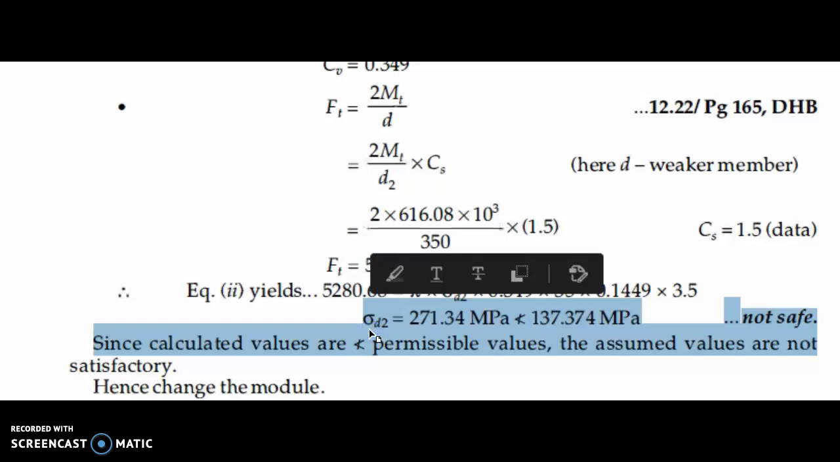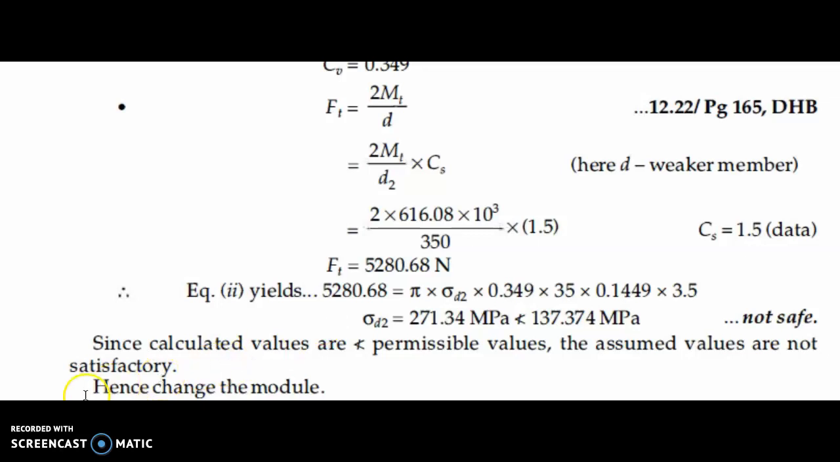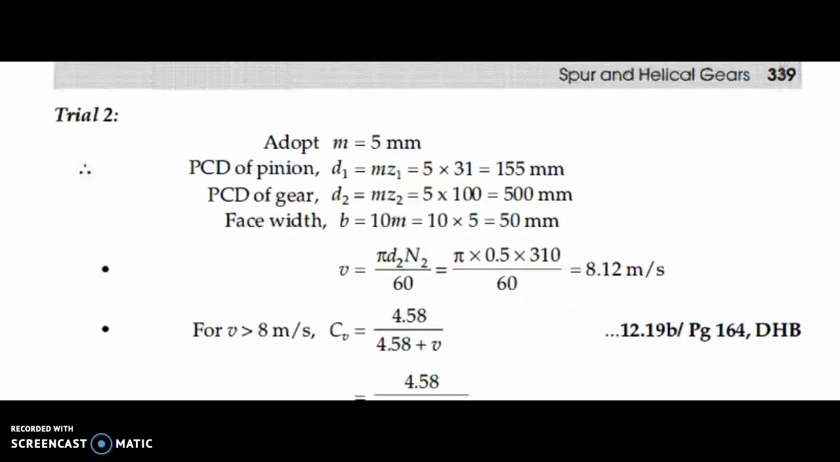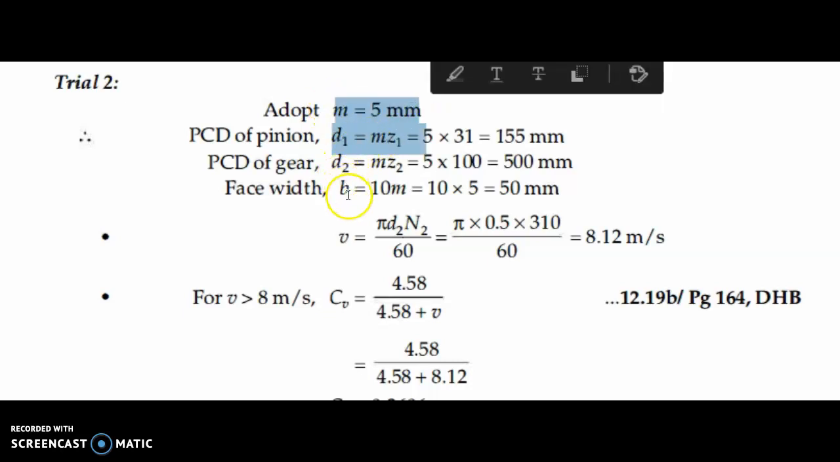So how can we calculate the other section? We have to reschedule, that is change the module value. I can show that section now. Next we adopt the next higher value. I think we can take the module as 5 mm, and do the same section that we did before once more.